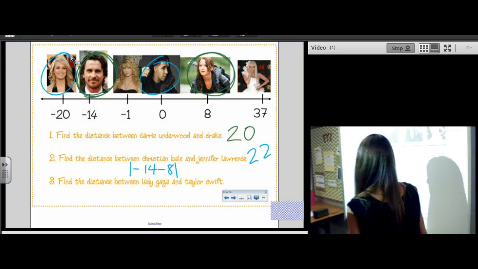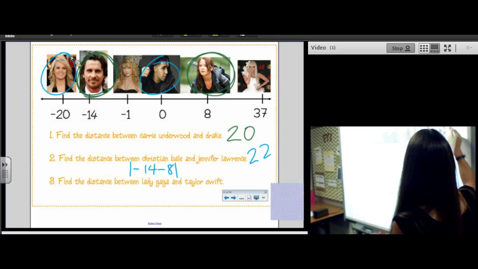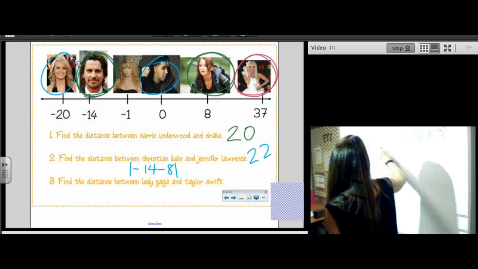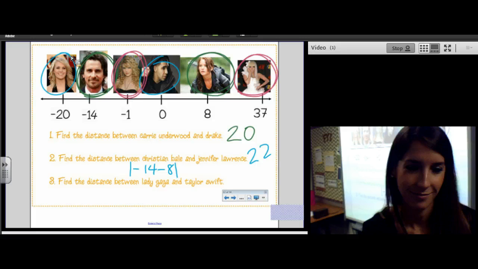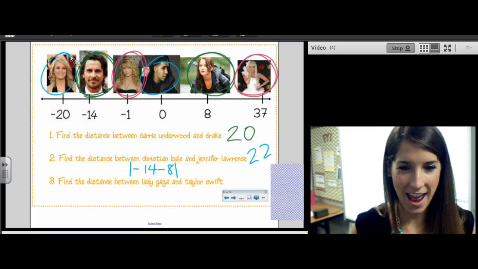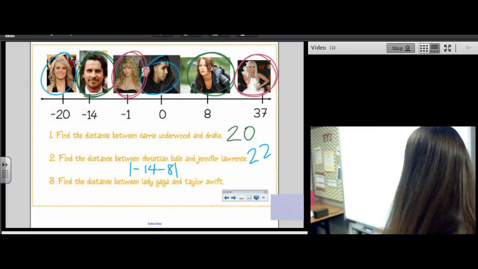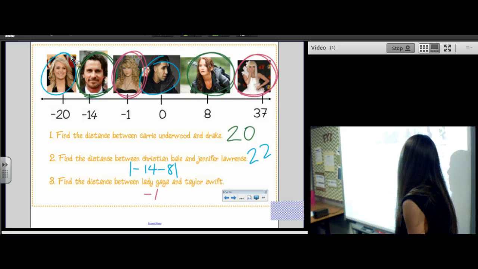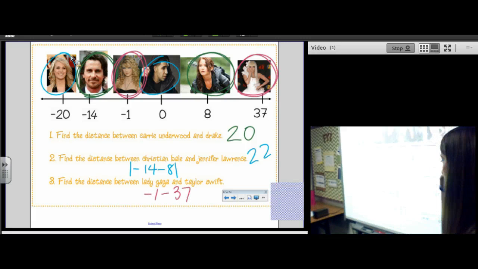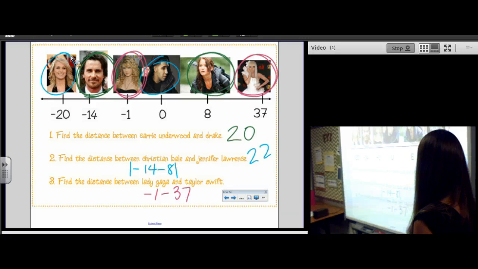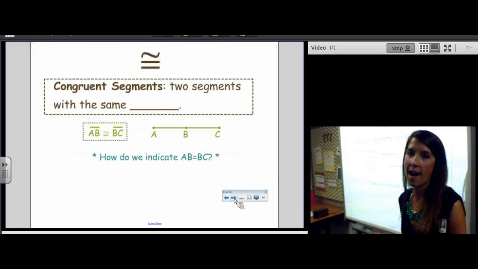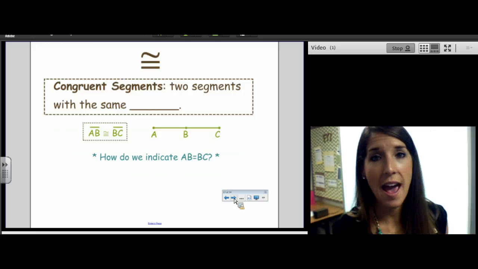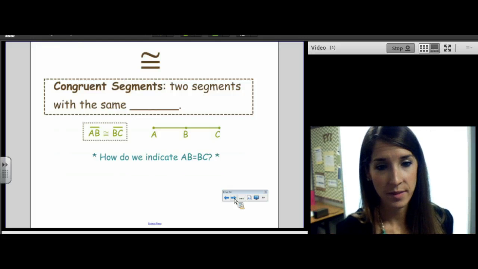Okay, last one. The distance between Lady Gaga and Taylor Swift. Yes, 38. Subtract and make it positive. -1 minus 37 is -38, and then you make it positive. So in this class, we don't ever have negative lengths. We don't ever have negative distances.